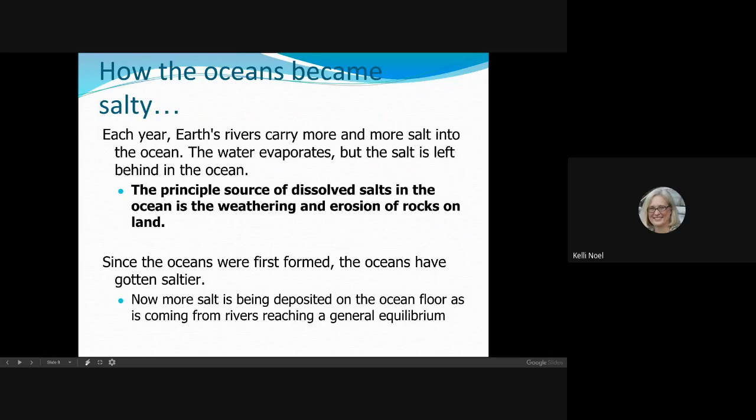As water evaporates, salt is left behind, and the salt is going to be left behind in the ocean. So what you're going to fill in is the principal source of dissolved salts in the ocean is the weathering and erosion of rocks on land. That's what you're putting: weathering and erosion of rocks on land.